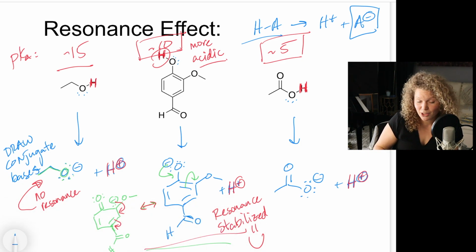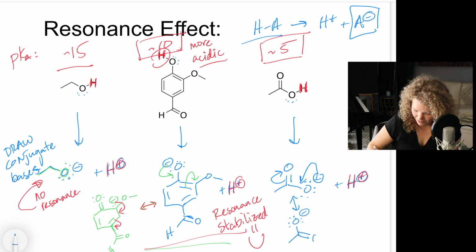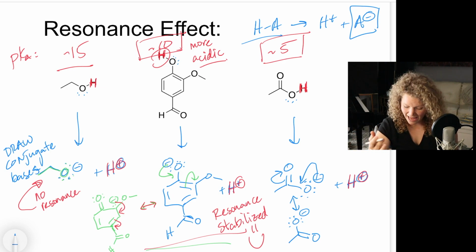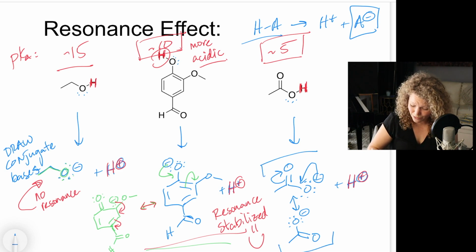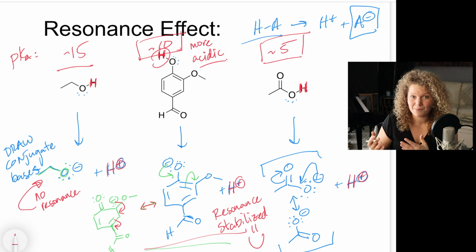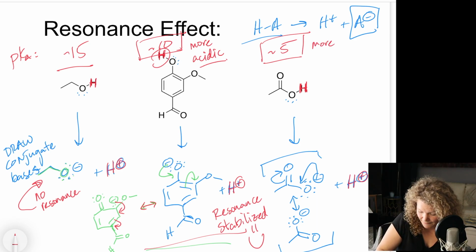Acetic acid has a carbonyl directly bound to this oxygen. We could draw a resonance structure. My resonance arrow here, showing that that negative charge is actually spread out over two different oxygens. Now, we know oxygen is very electronegative, and so both of these resonance structures are really good resonance structures. They both can carry that negative charge. It's because of these reasons that this molecule is even more acidic. And again, it is resonance stabilized.